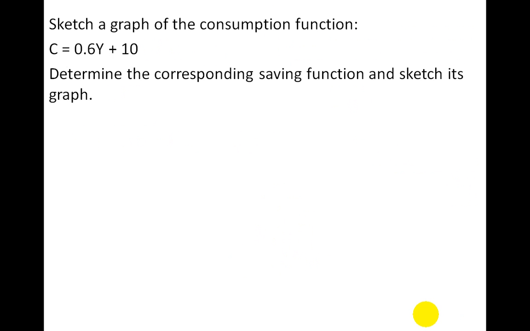Okay, here let's say that our first example is: sketch a graph of the consumption function C equals 0.6y plus 10. First let's work on this question. We'll just sketch it. So C equals 0.6y plus 10. 10 will be my y-intercept. My y will be here, and this is linear and it's going to go up this way, so we need to know any other point here.